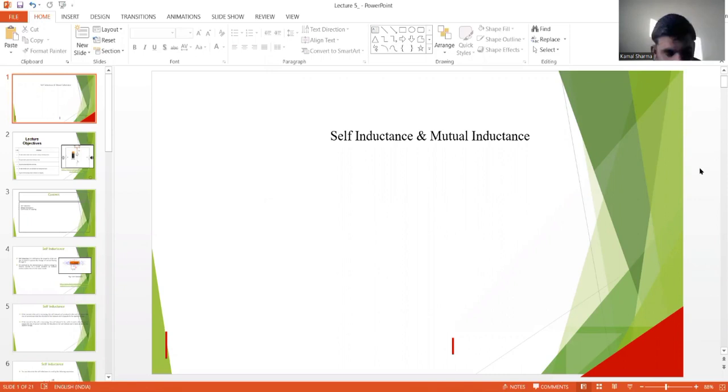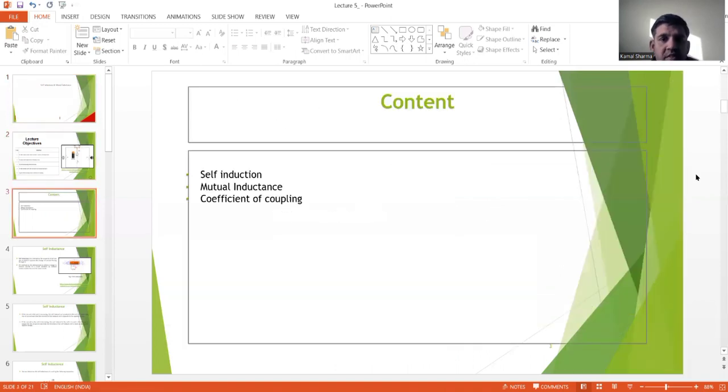In the previous topics we discussed Faraday's law of electromagnetic induction and how the magnetic circuit behaves. Now we are going to discuss self-inductance and mutual inductance. We will talk about self-induction, mutual inductance, and coefficient of coupling. These are the basics of the transformer, which we are going to discuss.